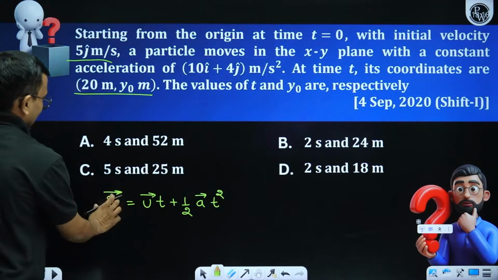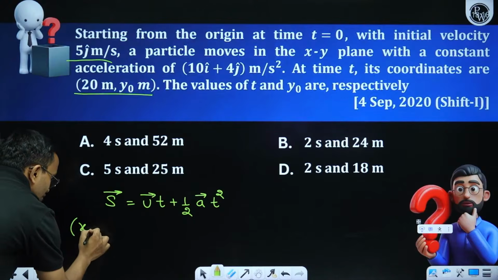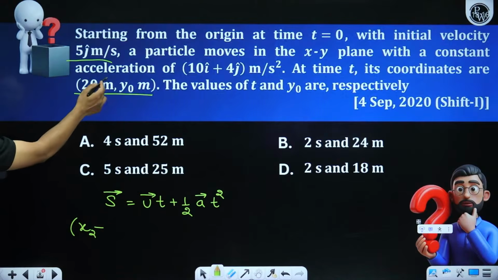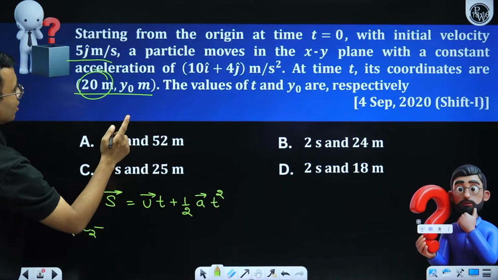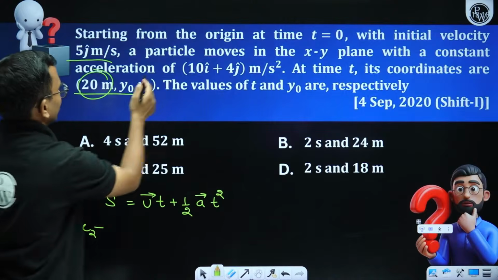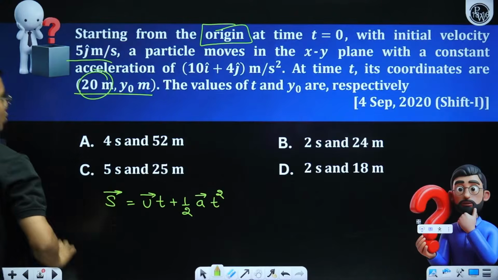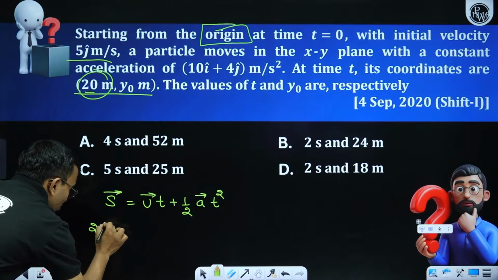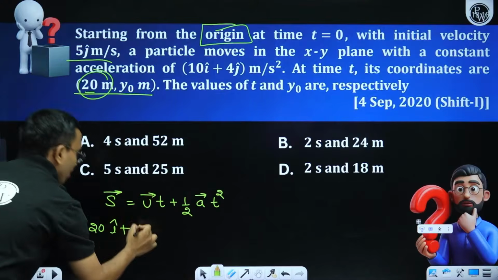Now you write here the displacement. How will the displacement be written then? Final position minus initial position. The particle is initially starting from the origin. Starting from origin means initially it is at 0 comma 0 and finally it is at 20 comma y naught. So 20 i cap plus y naught j cap.